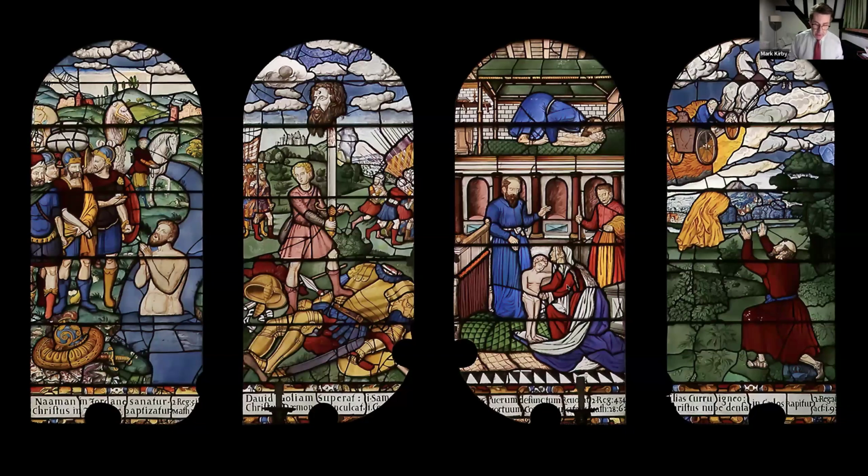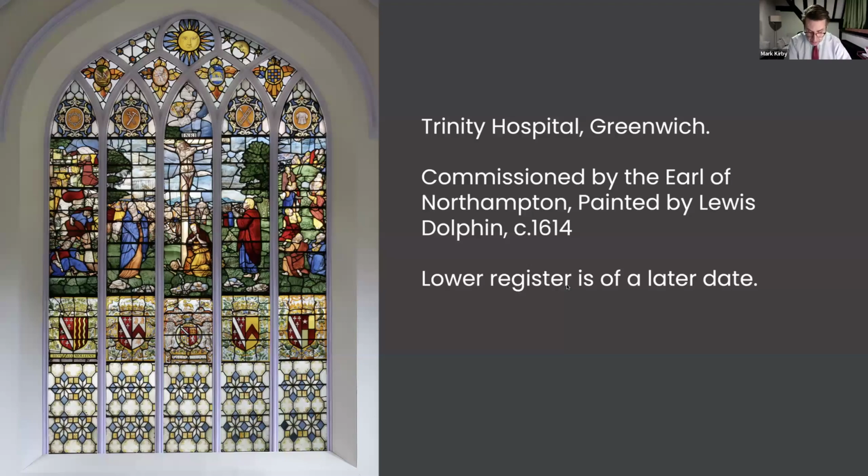Other aristocratic and episcopal commissions followed in a variety of private or semi-private chapels, such as in almshouses. Some of these survive, such as at Trinity Hospital, Greenwich. This was made for Henry Howard, Earl of Northampton, in around 1614 and painted by Louis Dolphin. And it's probably the first depiction in stained glass of the crucifixion since the Reformation, though I'm always interested to be proved wrong.